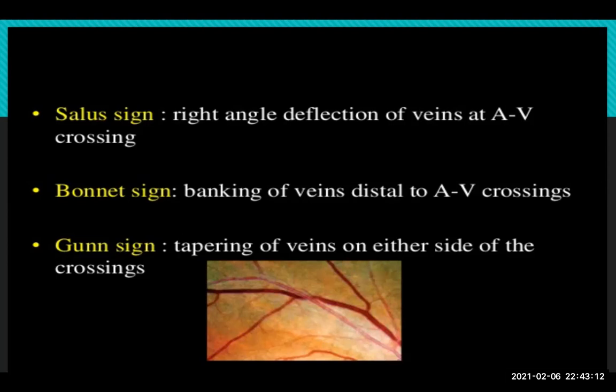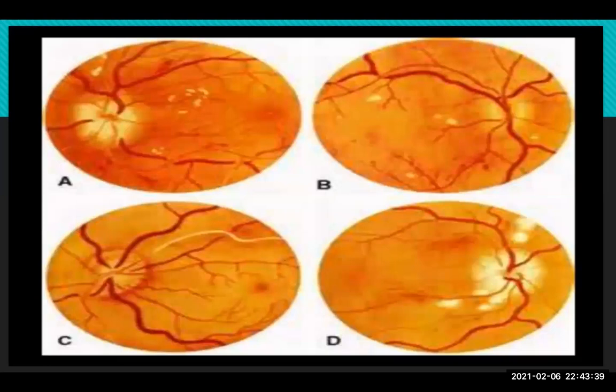The Bonnet sign, banking of veins, as I said, distal to the nipping, and this is called Bonnet sign. And the Gunn sign, tapering of veins on the proximal part of the nipping. So on the nicking and nipping, there is a Bonnet sign distal to it, and the Gunn sign proximal to it.